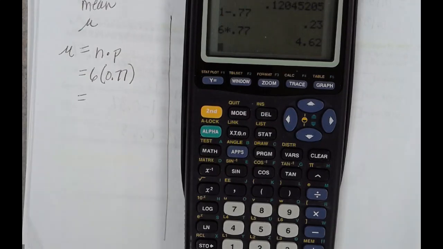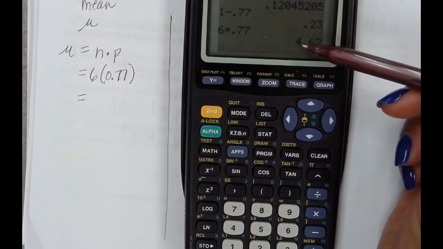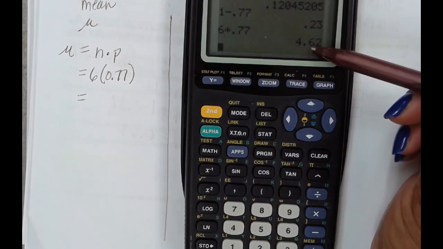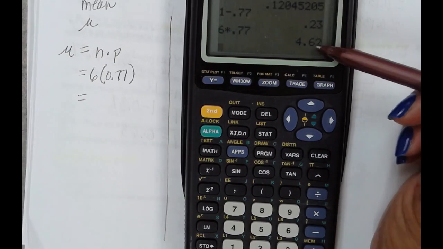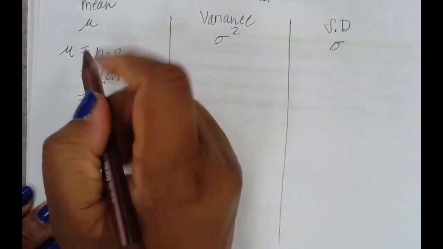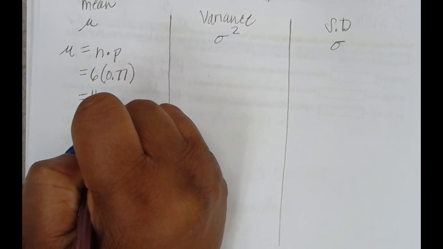Okay, we're rounding to the nearest tenth. I'm going to do that right from here. 4.62. The 6 is in the tenth place, but the 2 determines whether or not it gets rounded or stays the same. So here, 4.6 is what we're going to record. 4.6.